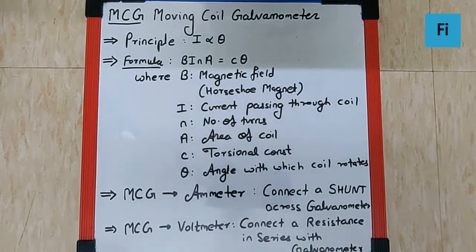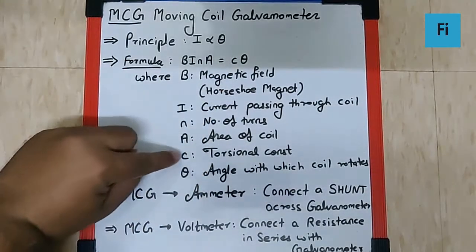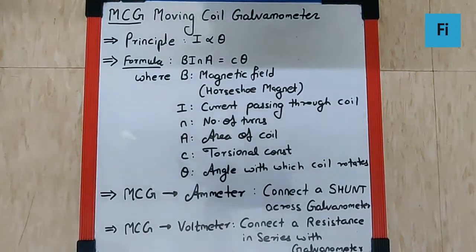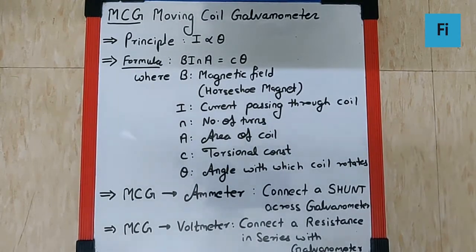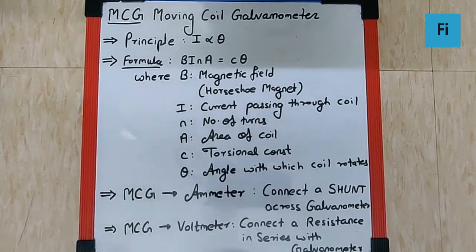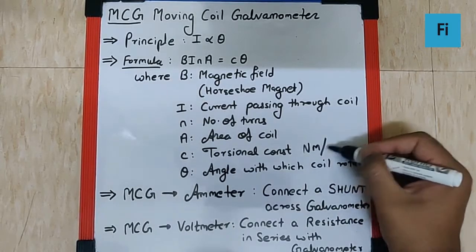So if the coil shape is a rectangle, then it is length into breadth, and if the coil is shaped in the form of a circle or a ring, we would consider it as the area of the circle. Now C is the torsional constant, which you are going to study in much more detail in the chapter of magnetic effect, but here you are going to learn this as a basic constant, and the unit for that is going to be Newton meter per degree, as the SI unit which we are going to follow.